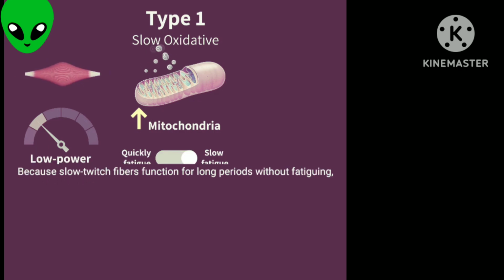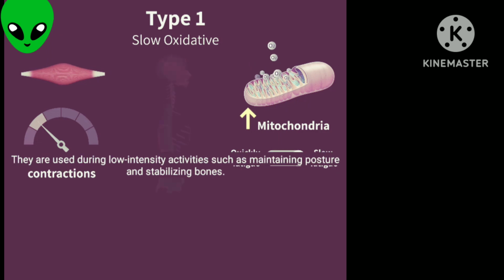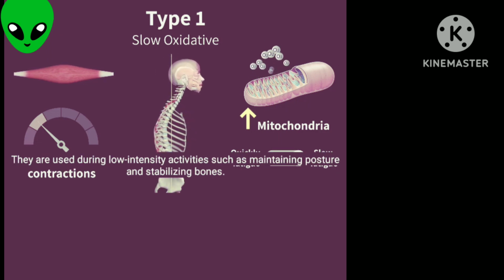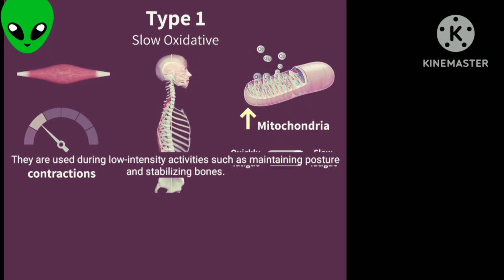Because slow twitch fibers function for long periods without fatiguing, they are used during low-intensity activities such as maintaining posture and stabilizing bones.